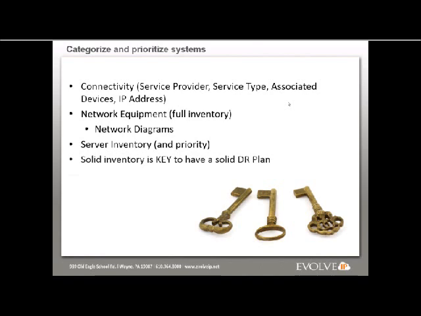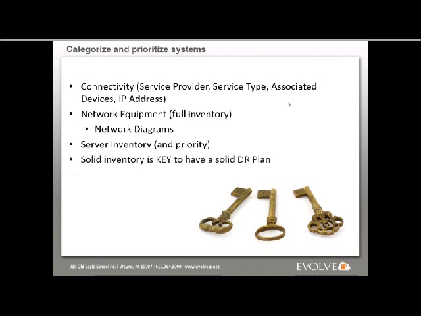So to begin with, you've got your connectivity. What are your service providers and service types, associated devices, routers and switches, and all the ways that your business is connected? And how are you connected? Are you using DSL? Are you using a dedicated circuit, MPLS, T1, internet with VPN? Somebody, whether it's you or your IT point of contact, needs to build an inventory, and we will assist you with that, providing you with documentation to guide you along that path.